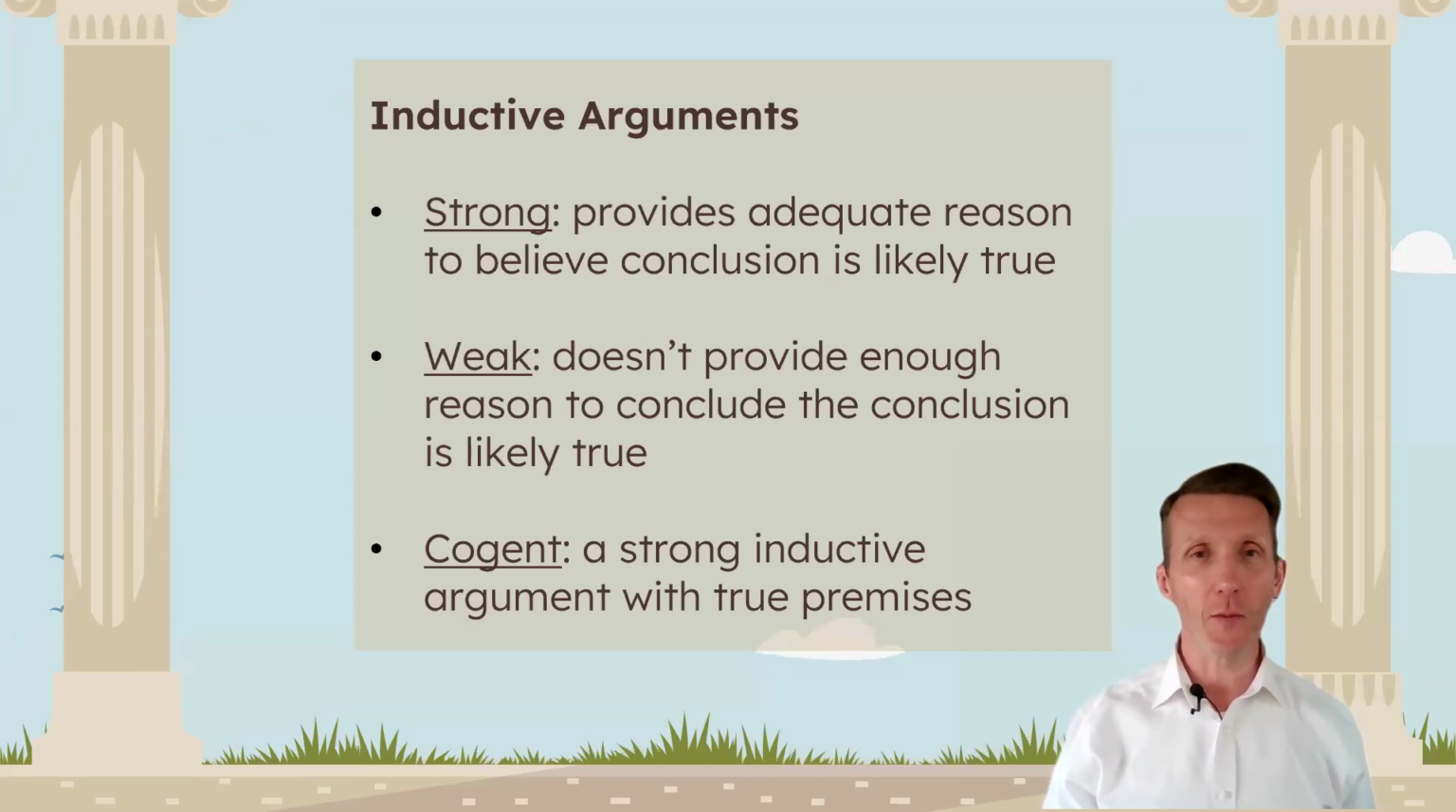Let's move over to inductive arguments. And here are some definitions that are structurally similar to the definitions we just considered from deductive arguments. With deductive arguments, you have valid, invalid, and sound. With inductive arguments, you have strong, weak, and cogent. Cogent is very similar to sound, except we're talking about inductive arguments. So a strong inductive argument is one in which we do, in fact, have adequate reason to believe the conclusion is likely true. A weak inductive argument is one that does not provide enough reason to believe the conclusion is likely true. And a cogent inductive argument is one that is strong, so we have good reason to believe the conclusion is likely true, and the premises are actually true.